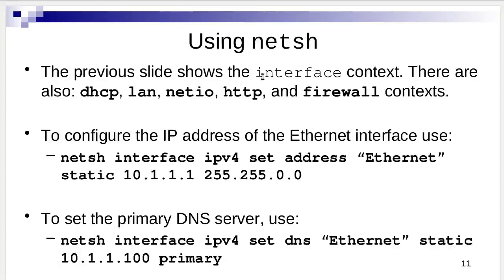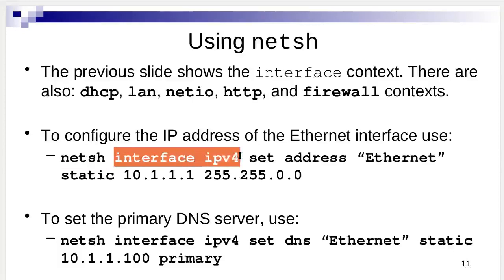Okay, so we looked at the interface IP context of netsh. There are also contexts for DHCP, for LAN, for NetIO, HTTP, and firewall, all to debug your networking settings. And so here are a couple of examples. If you want to configure, that is, change the IP address of your machine using the Ethernet, this is what you would type in netsh, and then you can hit return or just type in the entire thing: interface IPv4, and then here's the command.